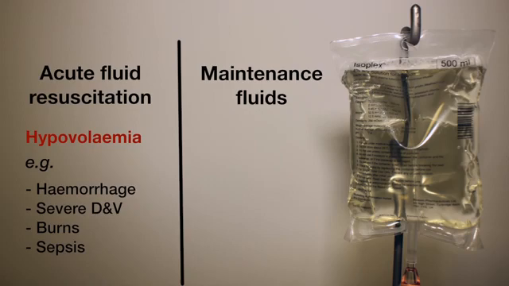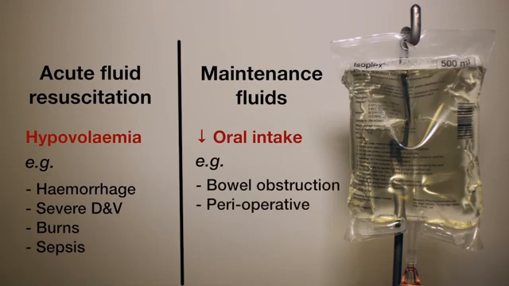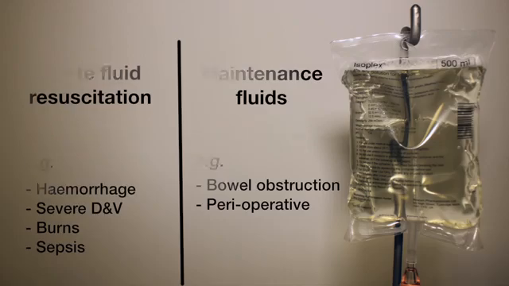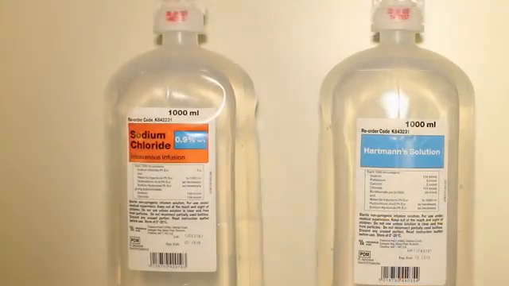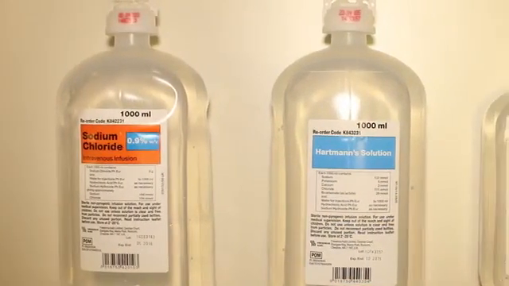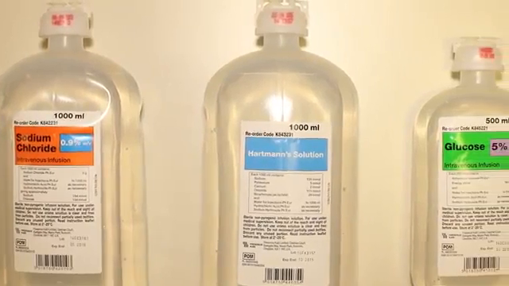More controlled maintenance fluid administration is typically required in patients unable to maintain adequate oral intake, for example in cases of bowel obstruction or for surgical patients in the perioperative period. This maintenance therapy replaces ongoing fluid losses and maintains hydration. There are three main types of fluid you will encounter on the wards: crystalloids, colloids, and blood products.